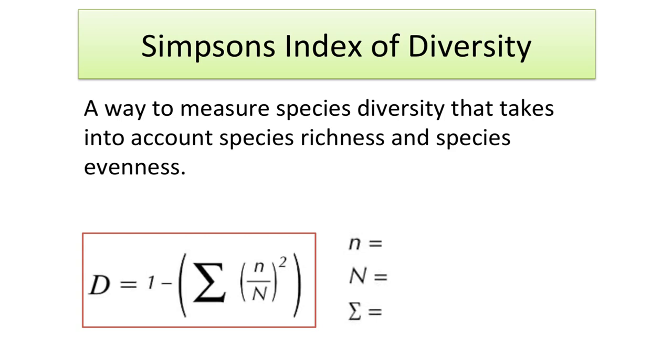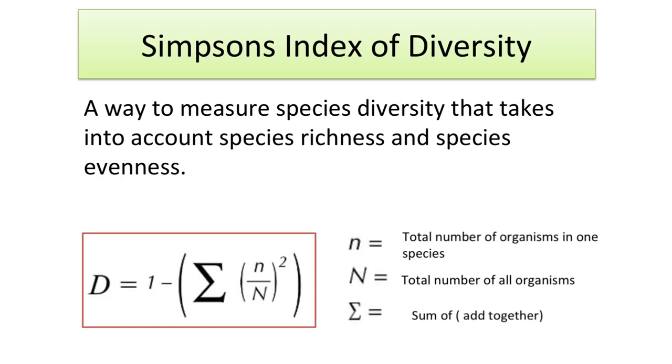So looking back then at this little equation, we've got little n, we've got big N, and then we've got this E-shaped symbol. Now the little n in the formula stands for the total number of organisms of one species. The big N is the total number of organisms, and the little funny shaped thing, that, as I'm sure many of you already know, is the sum of.